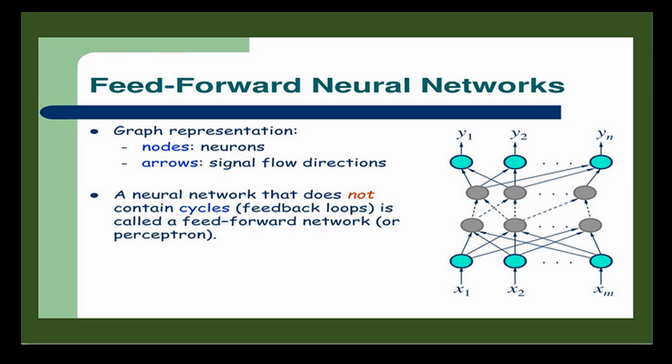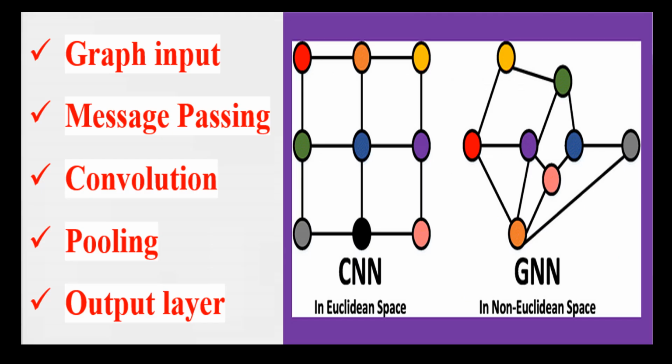So to summarize, feed-forward neural networks are neural networks where information flows in a single direction, from the input layer to the output layer without looping back. In the context of a cricket match, feed-forward neural networks can be used to predict various outcomes based on the input features, such as the probability of team A winning the match. Next comes the graph neural network.